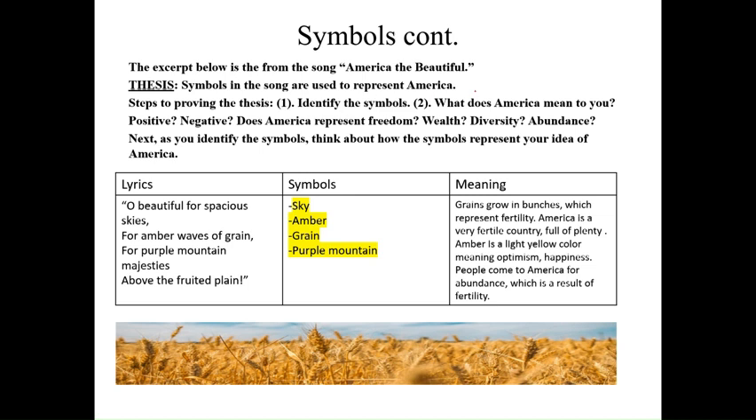So, what is an analysis? You break something down. You're trying to show how this small piece of the text relates to the overall main idea. So, the small aspect of the text would be symbols, right? And we're trying to figure out how symbols are used to represent America. That's the main idea. Now, America is a main idea. It's broad. You have to think about it like this.